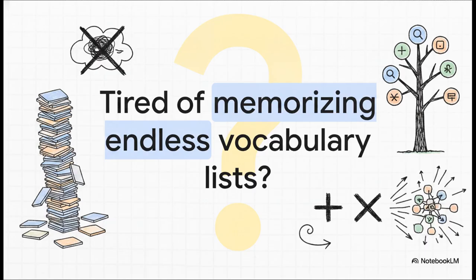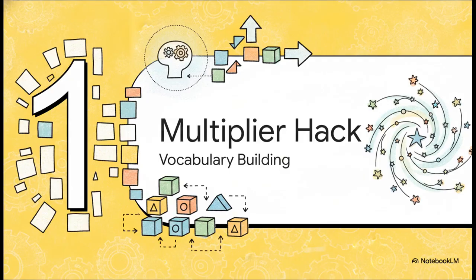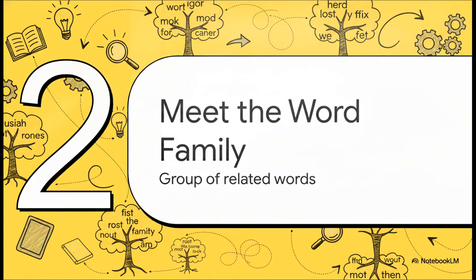So here's our quick roadmap for today. First, we'll cover the vocabulary multiplier hack. Then we'll meet the word family. After that, we'll look at how suffixes shape word classes and how prefixes shift the meaning. And finally, we'll wrap up with some really effective strategies for rapid growth. Let's get into it. All right, starting with Section 1, the vocabulary multiplier hack. Moving on to Section 2, meet the word family.